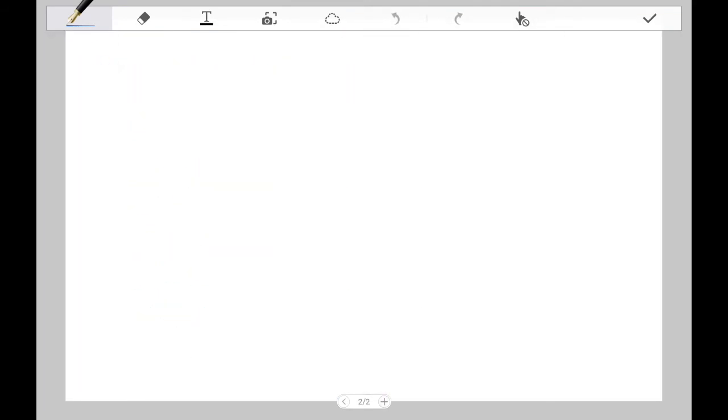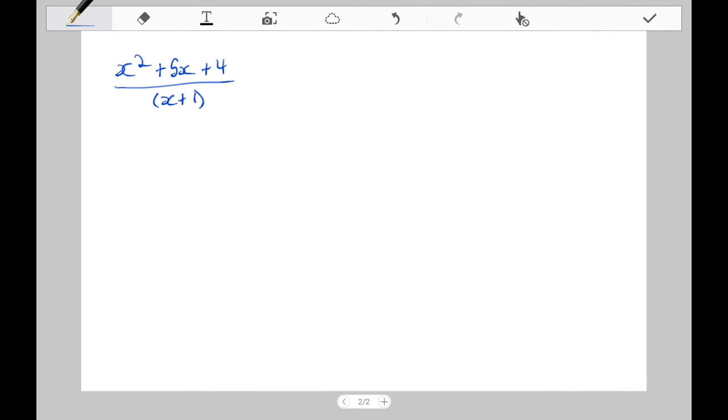So what if we have some sort of quadratic equation, for example, and we want to divide it by some lower order polynomial? A polynomial is just anything that's got powers of x in it. So if we had, say, something like x squared plus 5x plus 4 divided by x plus 1, how would we go about simplifying this? Well, the first thing that we can try is to factorize the numerator. We can attempt to factorize this thing up here.